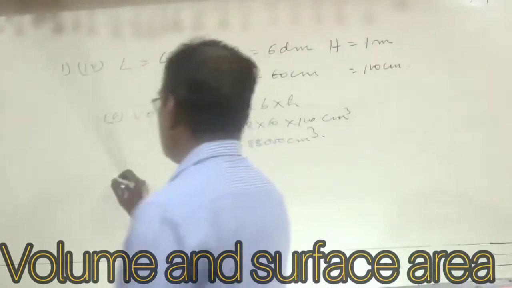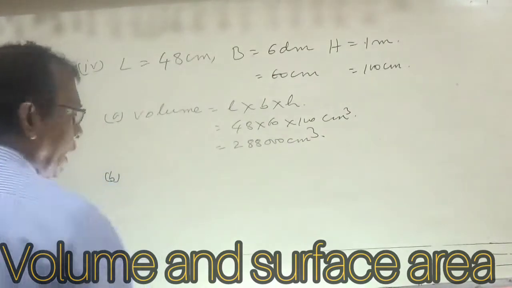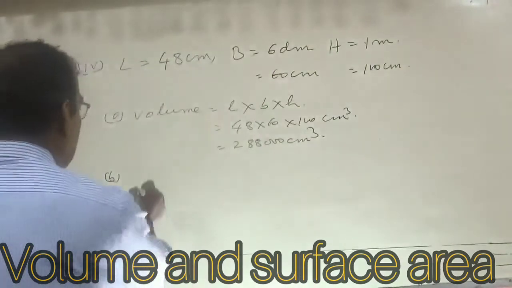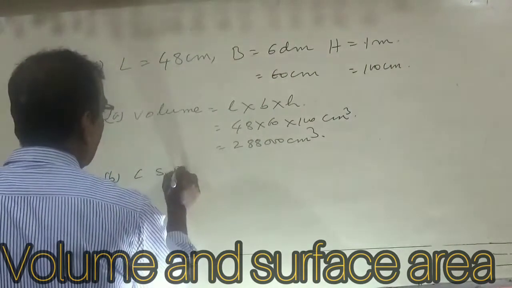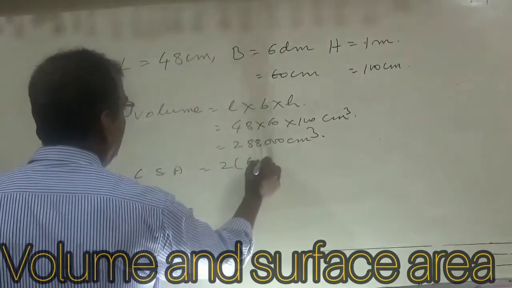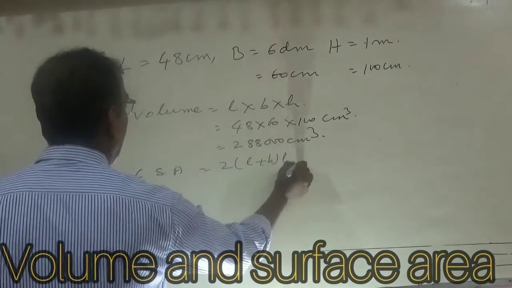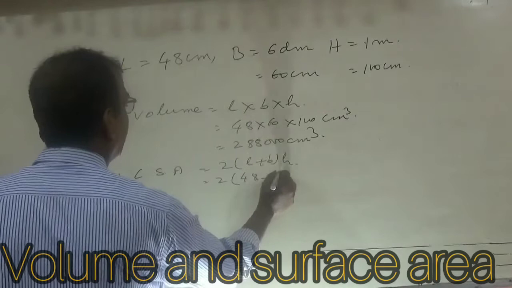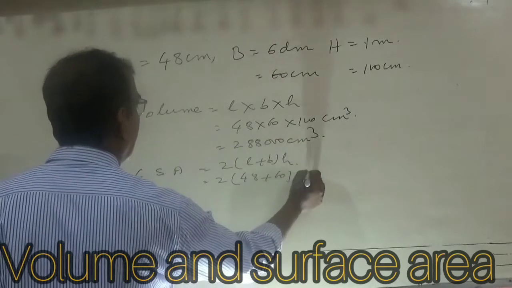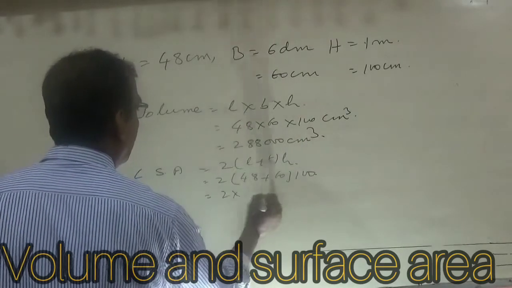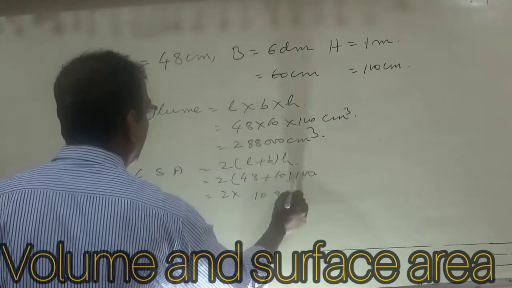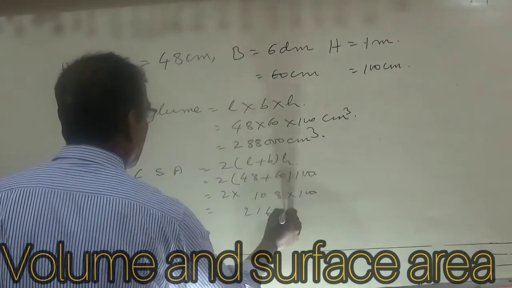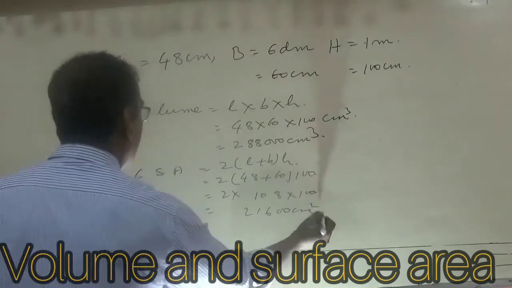Now number two, they are asking you to find the lateral surface area. Lateral surface area formula is 2 into (L plus B) into H, which is equal to 2 into (48 plus 60) into 100, which is equal to 2 into 108 into 100, which is equal to 21600 centimeter square.